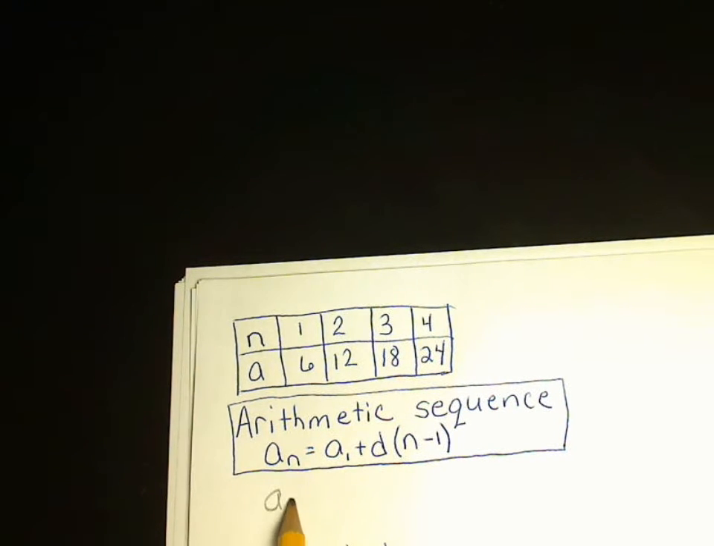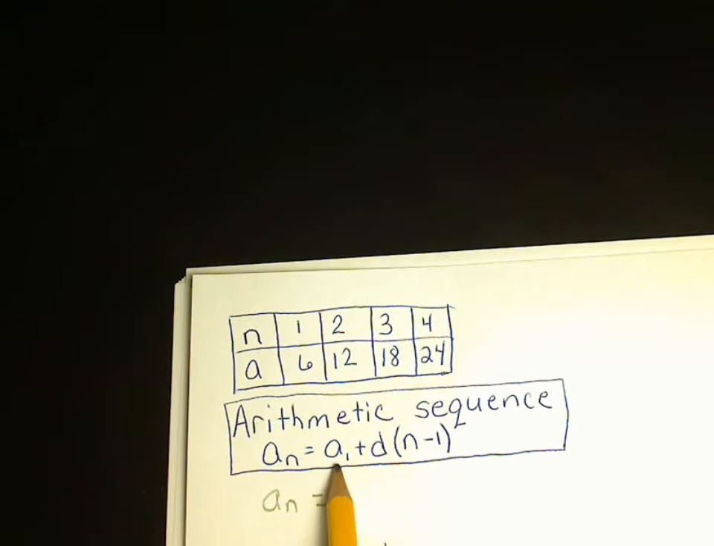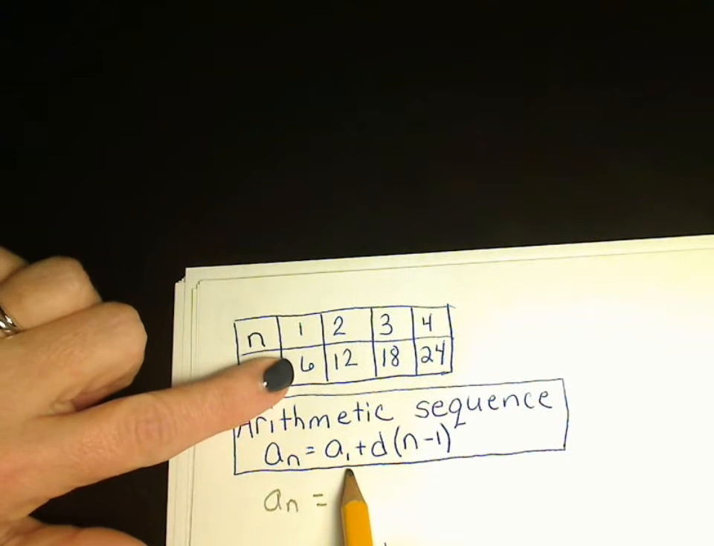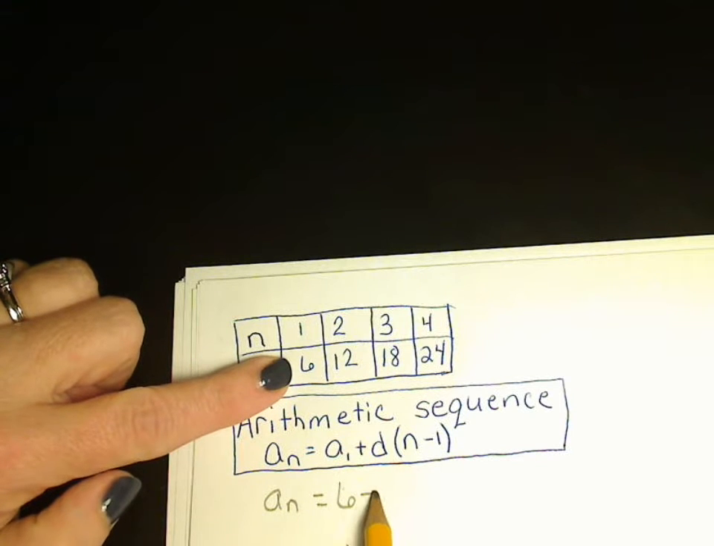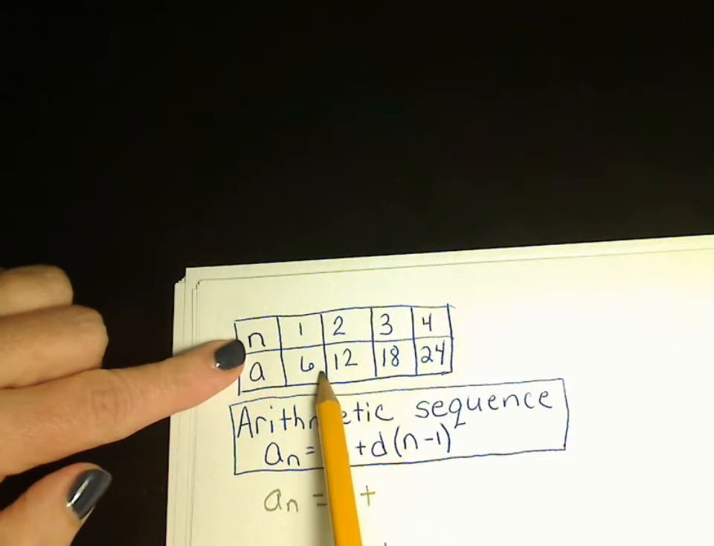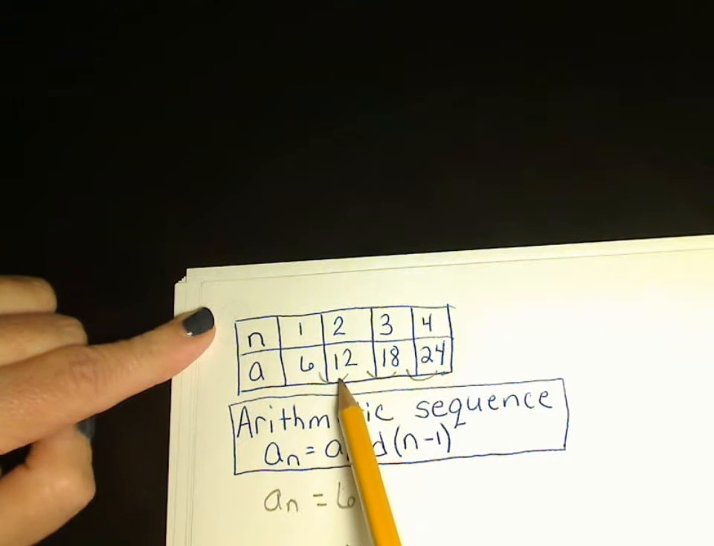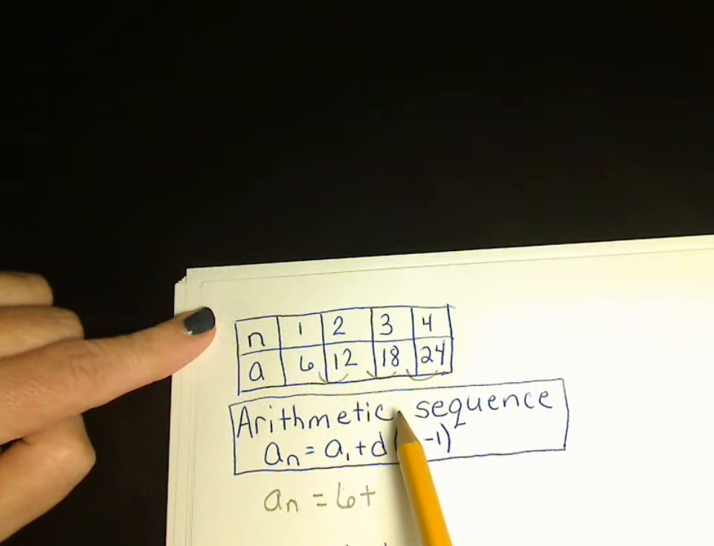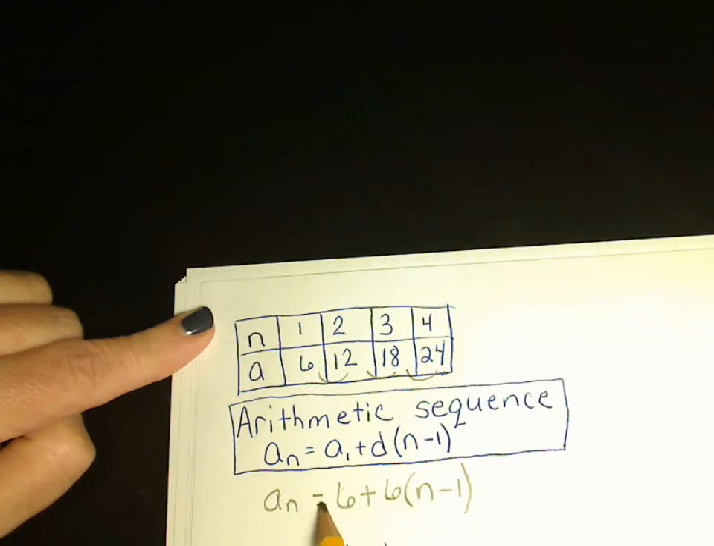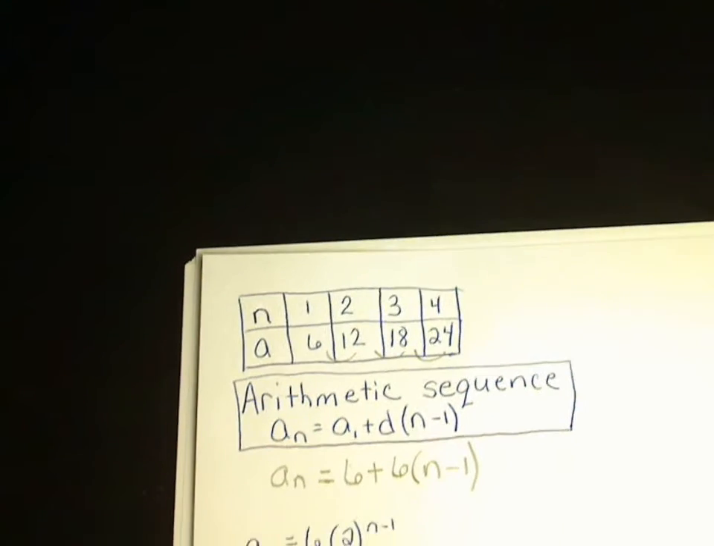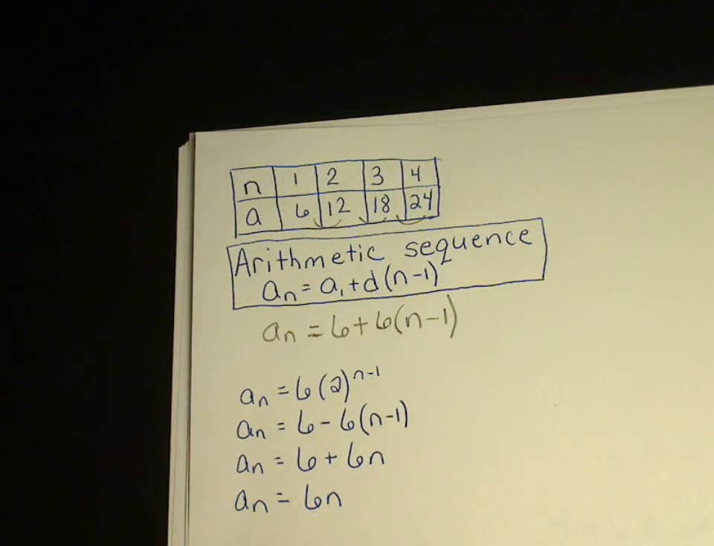So we're going to do a sub n equals a sub 1, which is the first term. So your first term is going to be 6. Then you put a plus. And the difference is, what's the difference between your terms? And as we go along, we're doing what? Good. We're adding 6 each time. So we have a difference of 6. And then you just put in n minus 1. Okay, so we've gone over that. Now the thing is, we want to also look at what the answer choices are.